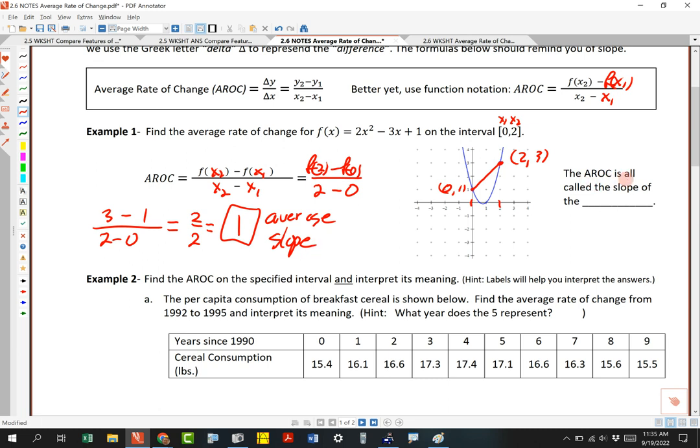Okay, so the average rate of change is also called the slope of the secant. And the reason we call it a slope of a secant is a secant line is a line that crosses through a curve in more than one place. Okay, so it crosses two of those places. We also call it the slope of the secant. You'll hear it phrased both ways.